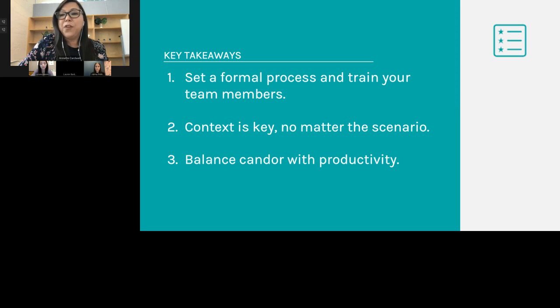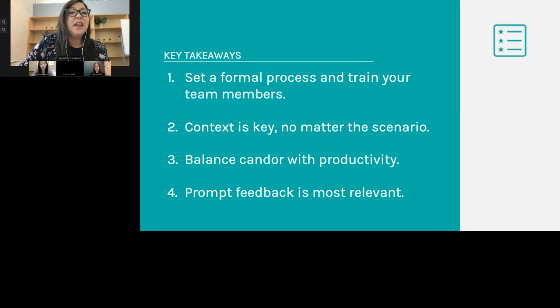So the fourth one is that prompt feedback is most relevant. For candidates, they want to know what's up as soon as possible, so be considerate and clear. And for employees, promptness helps associate the feedback with whatever you're providing feedback on. Praise in the moment is obviously awesome, but constructive feedback in the moment, in small ways, may help guide them toward better outcomes.